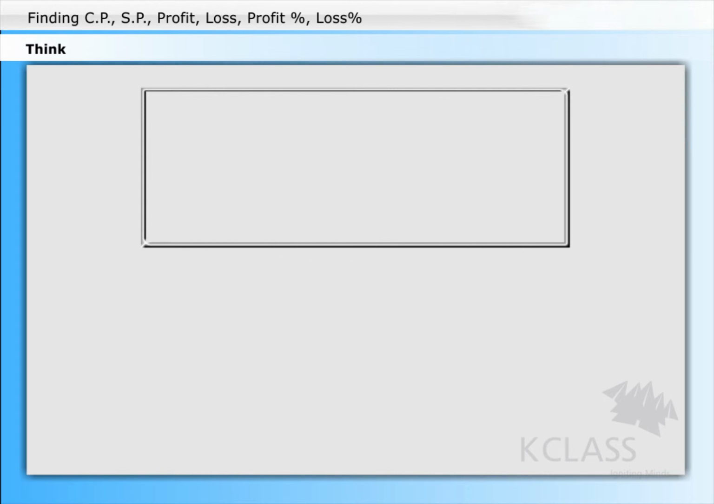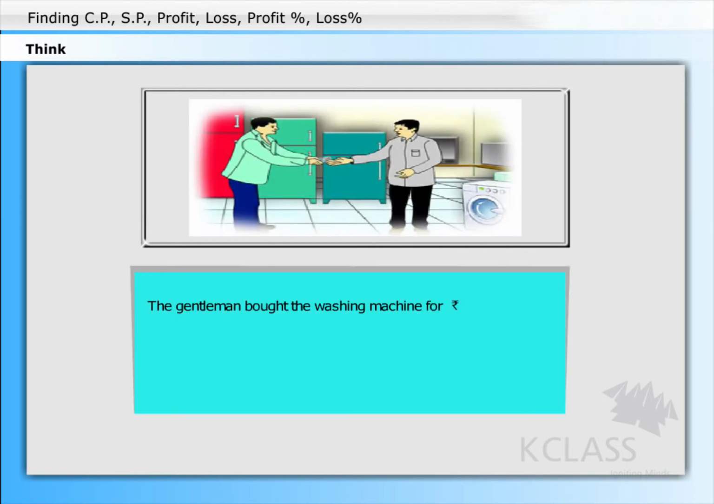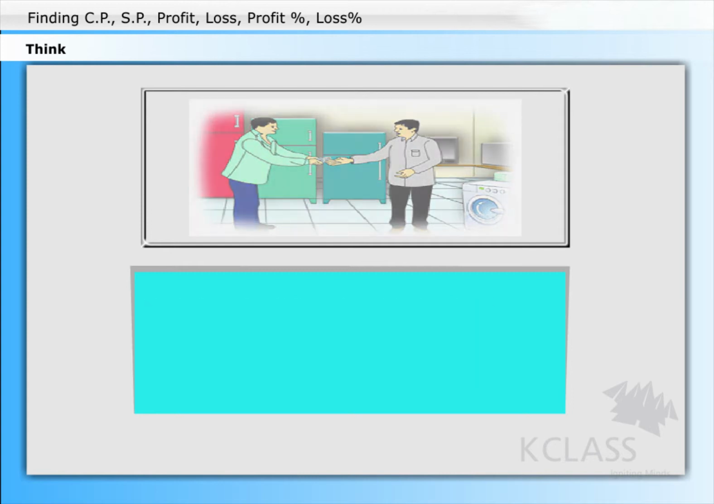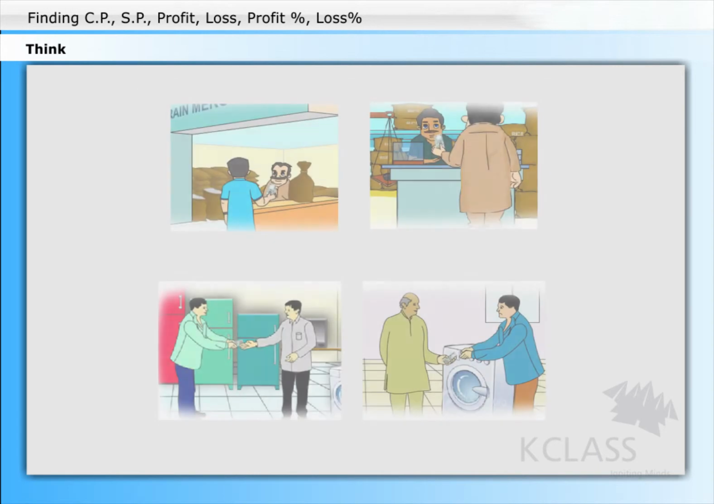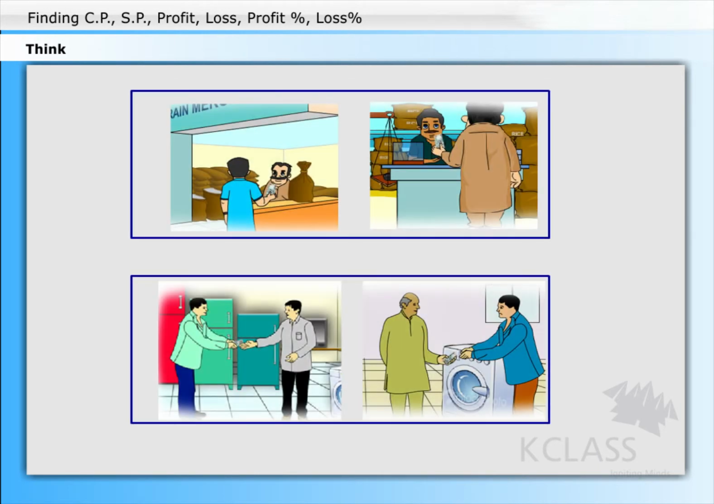In the second situation, at what price did the gentleman buy the washing machine? At what price did he sell it after a few years? Do you think he was happy while selling the washing machine? Did he gain or lose in the bargain? Let us understand more about these transactions and also whether these were good bargains for the people concerned.